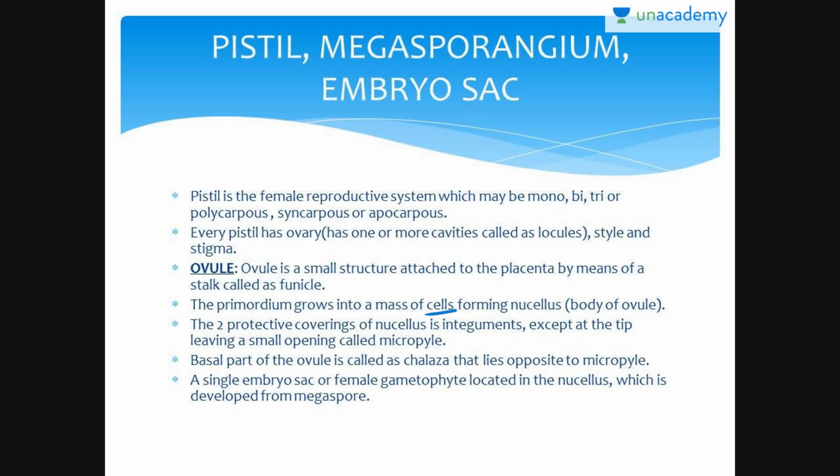The primordium grows into a mass of cells forming the nucellus, that is the body of the ovule. There are 2 protective coverings of the nucellus. Then the basal part of the ovule is called chalaza, that lies opposite to the micropyle. The single embryo sac or female gametophyte is located in the nucellus, which is developed from megaspore.